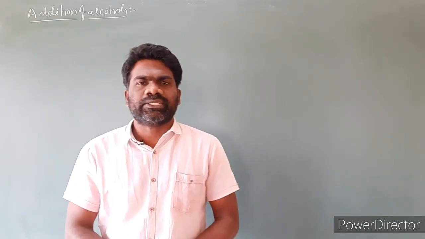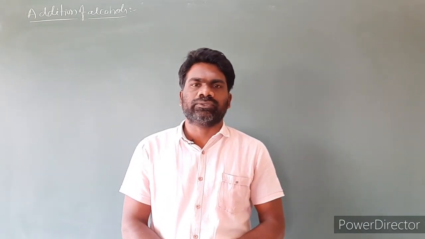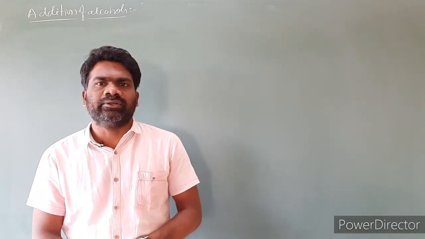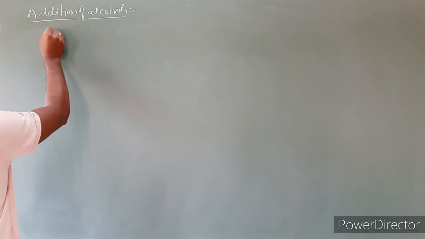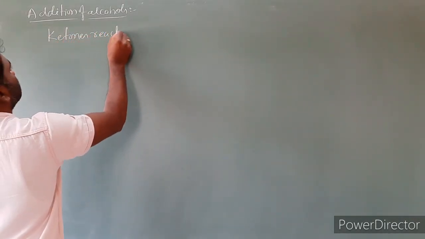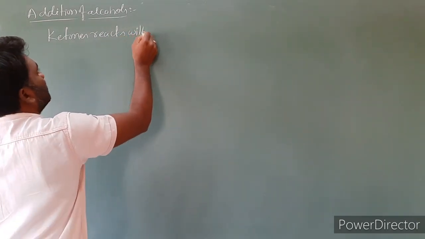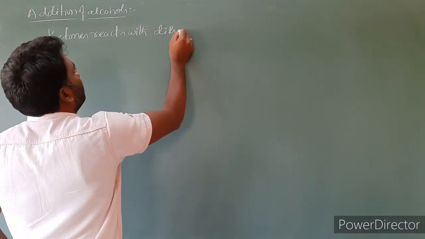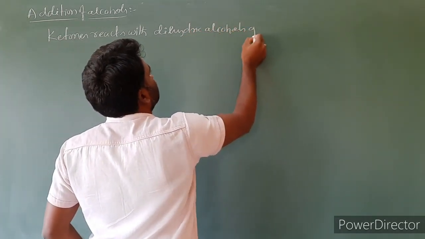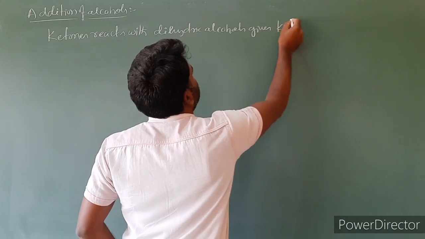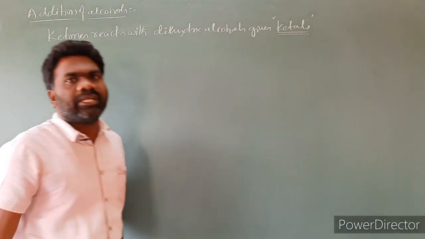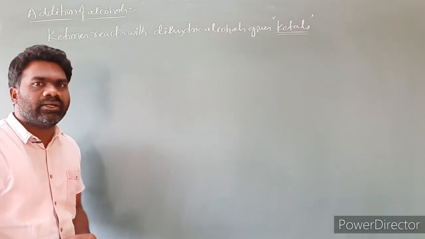So next, addition of alcohols to ketones. Ketones react with dihydric alcohols to give ketals. Let us write the statement. Ketones react with dihydric alcohols to give ketals. So what is the meaning of this statement? Let us understand by taking one example.